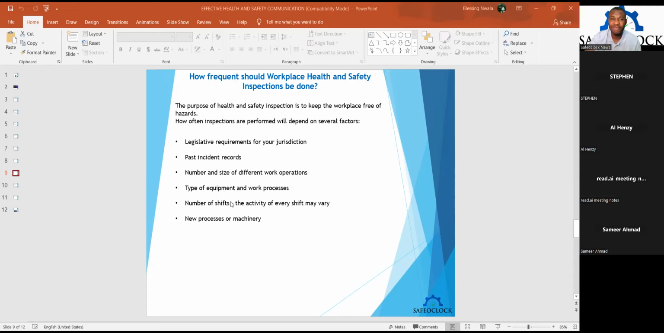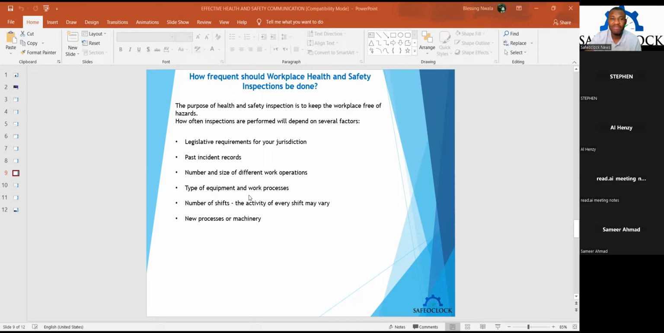Now, another factor is the number of shifts that your organization operates. If you operate two shifts, then one inspection conducted in one shift is not going to cover the other shift. So the number of shifts should also be a factor to look into when deciding the frequency of inspection.